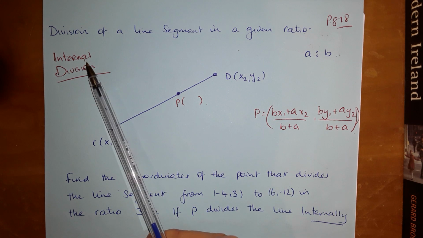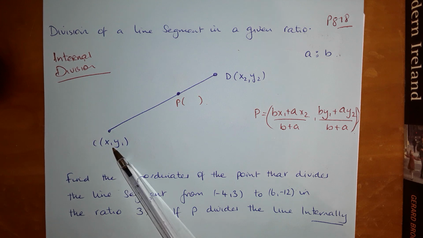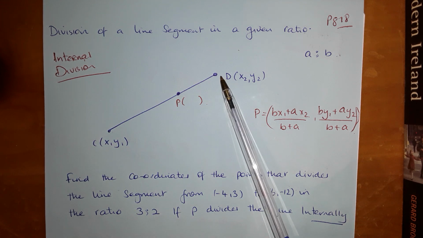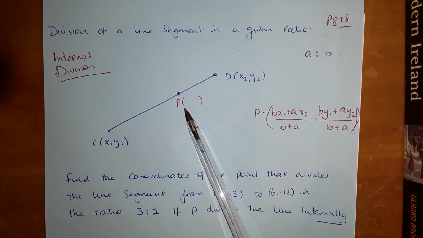So if we look here, we have internal division is what it's called. Now this is a line, right, and there's two end points of the line. There's the point C, which is maybe x1, y1, I'm just calling it that. The other one then is D, which is x2, y2. Now this point P here, the point P divides this line segment in a specific ratio.